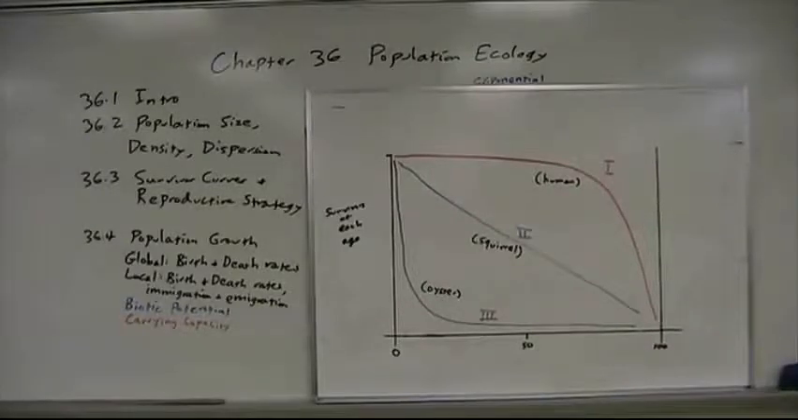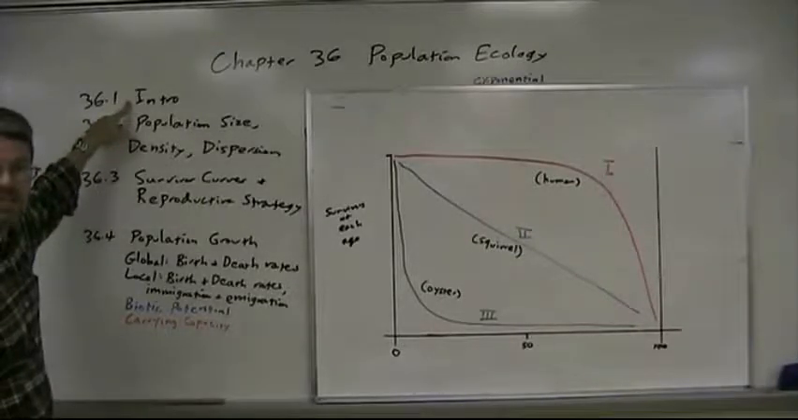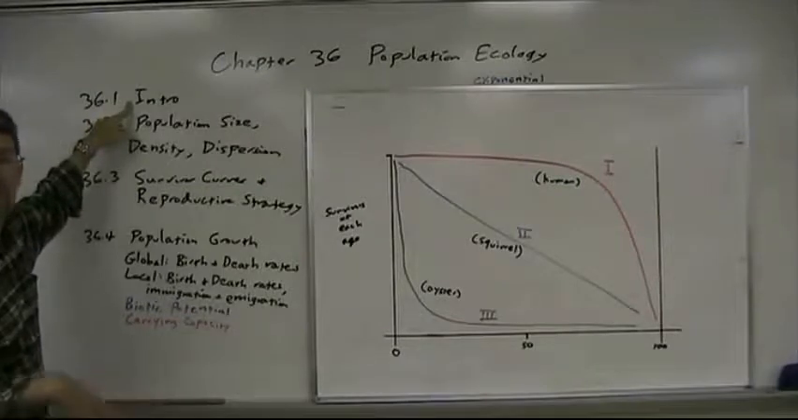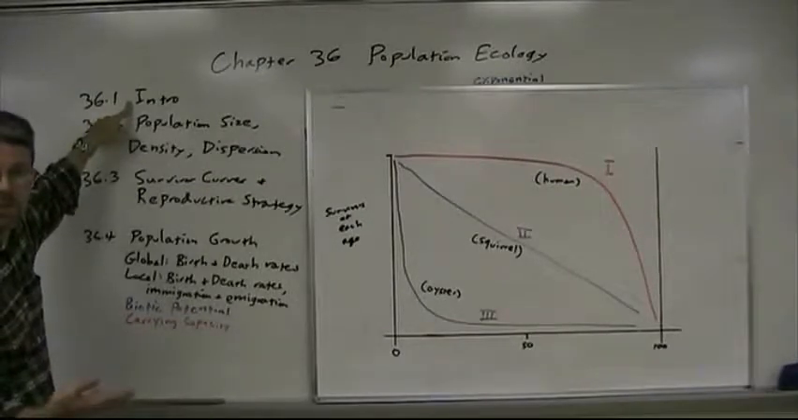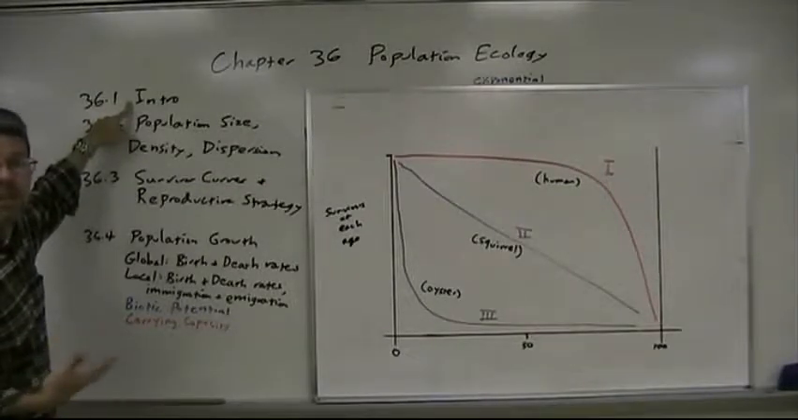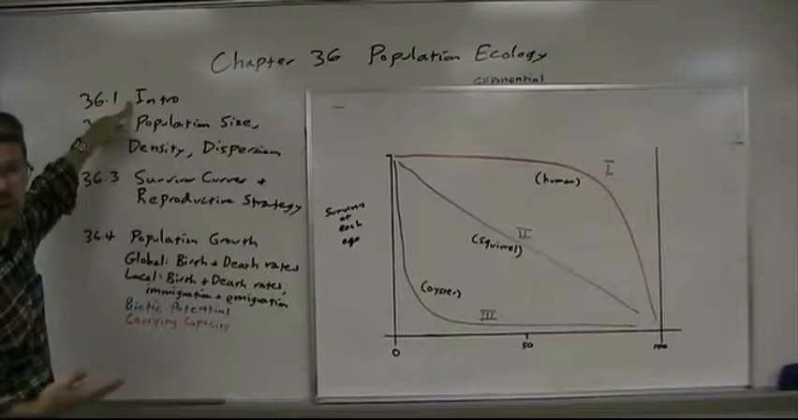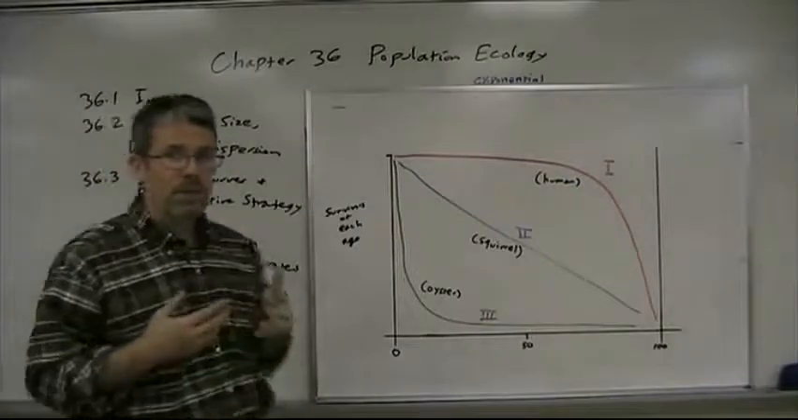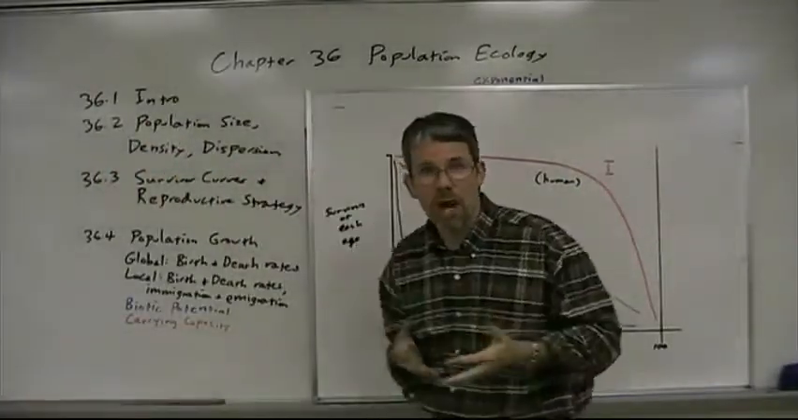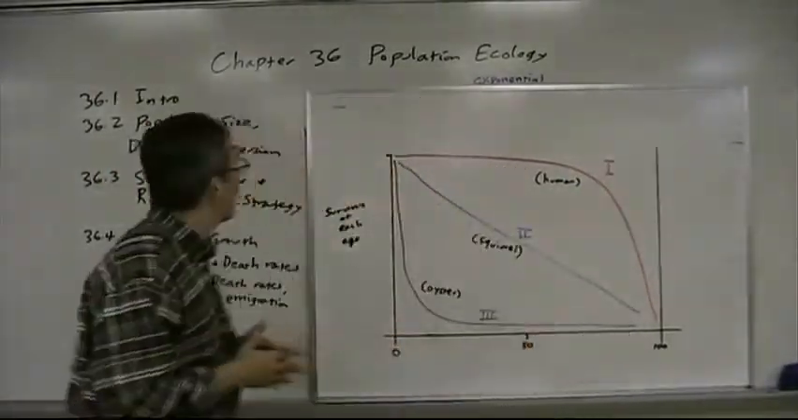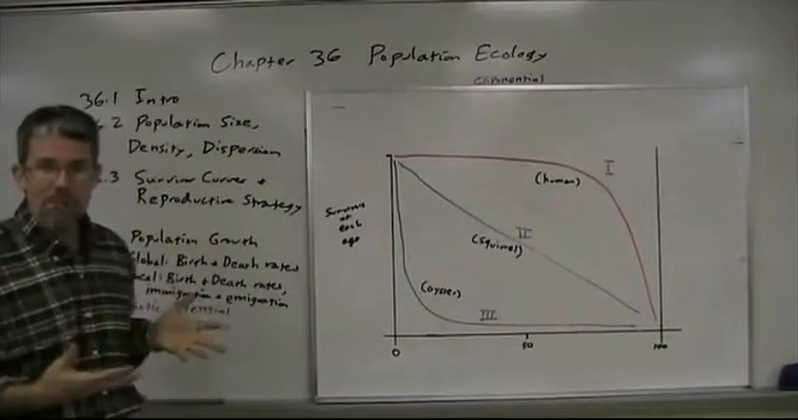Chapter 36 is population ecology. Now remember, a population is a group of individuals of the same species that live in the same area at the same time. They are using the same resources, they're sharing a common gene pool, and so forth. Now, previously, you learned about population genetics in Hardy-Weinberg. Now we're looking at population ecology. This includes things like population growth, population demographics, and so on and so forth. The first video will cover the basics.